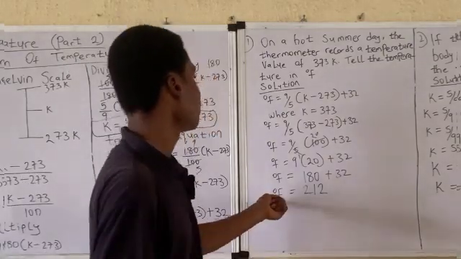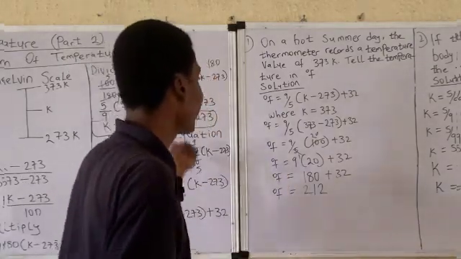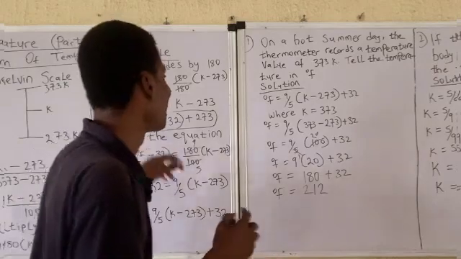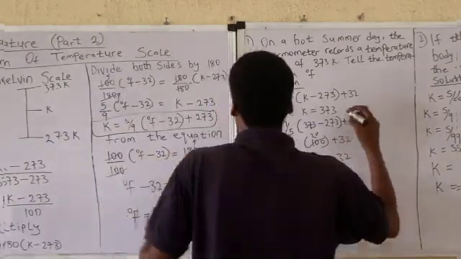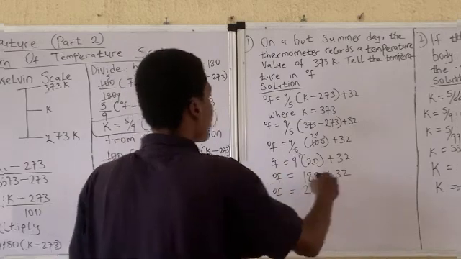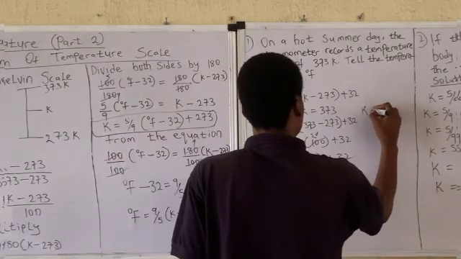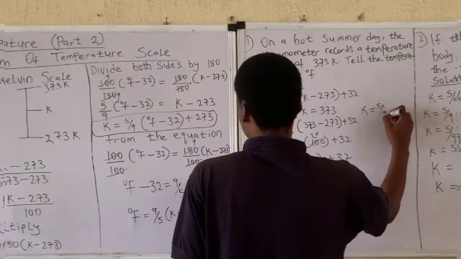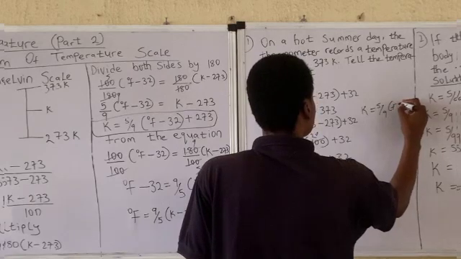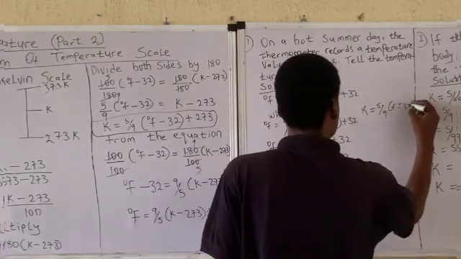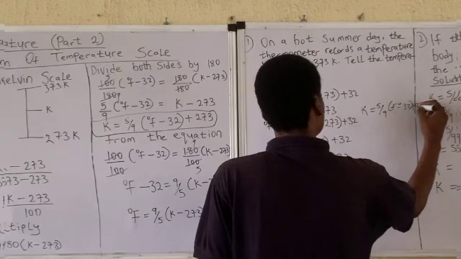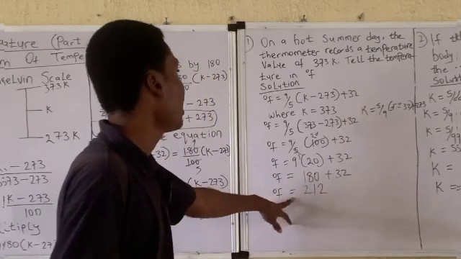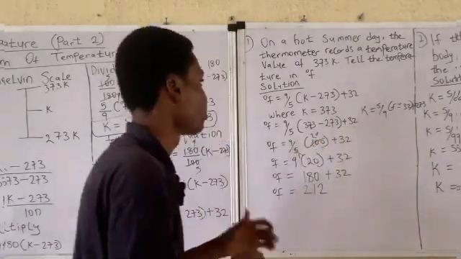Now we can also convert from this Fahrenheit back to our Kelvin using the formula we derived from the conversion. So what is the formula from Fahrenheit to Kelvin? Kelvin equals 5/9 Fahrenheit minus 32, then plus 273. So to convert back from Fahrenheit to Kelvin, we use this formula.